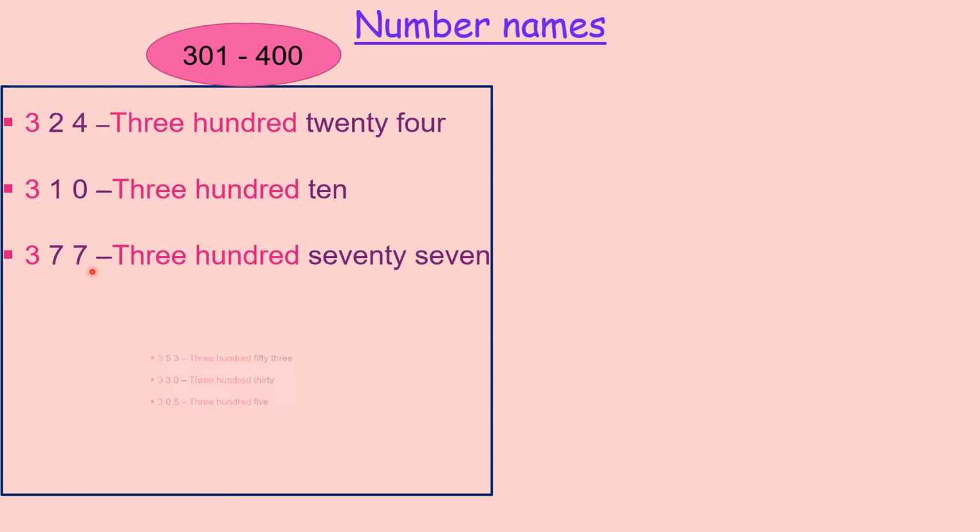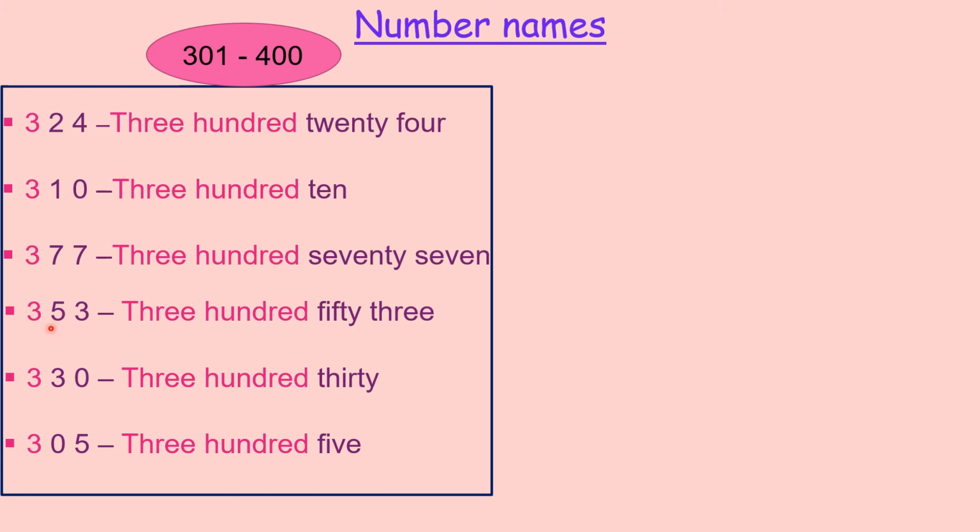So let's see next set of numbers. 353, 330, 305. Again it is 5, not 50. So nothing is there in the tens place. So we have to count it as 5. 305.